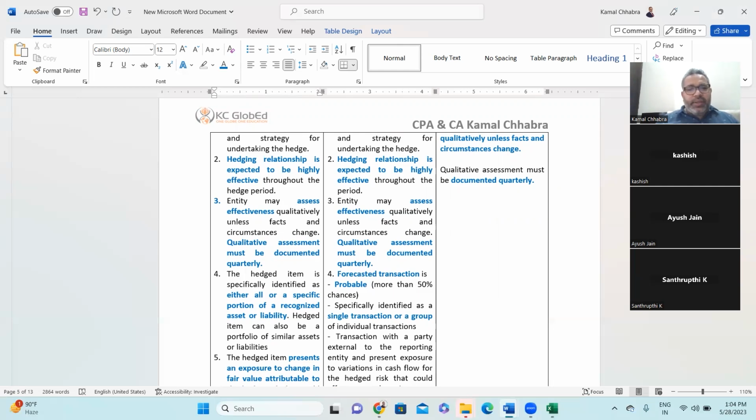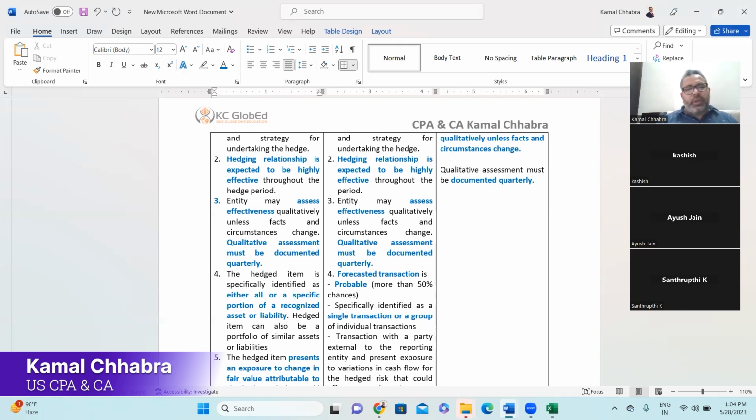Third is the entity may assess effectiveness qualitatively unless the facts and circumstances change. Qualitative assessment must be documented quarterly. So the party needs to assess the effectiveness of hedging quarterly. If it is for less than 90 days, then it's not required. But if the hedging is more than 90 days, then every quarter you need to re-verify the change in the hedging transaction, if there is any, and ensure the documentation.